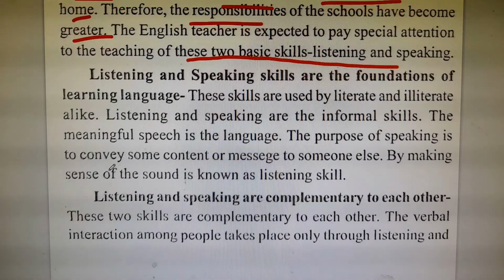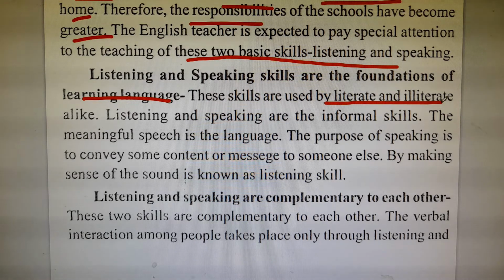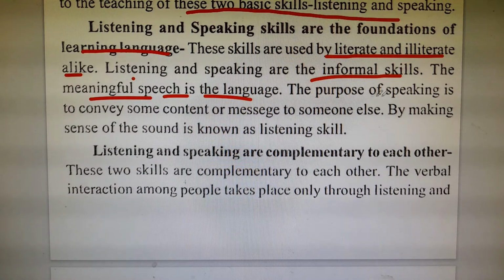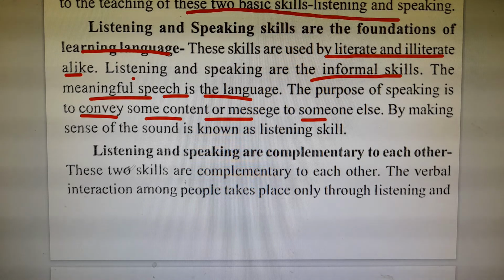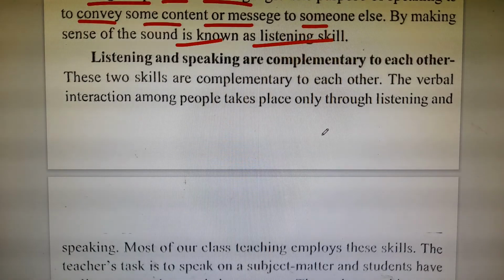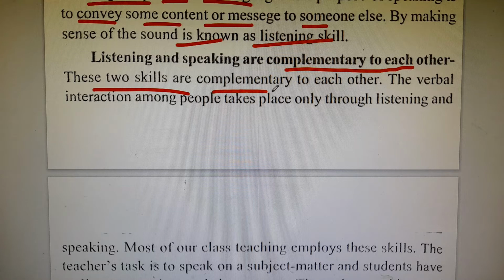Listening and speaking skills are foundations of learning language. These skills are used by literate and illiterate alike. Listening and speaking are the informal skills. The meaningful speech is the language. The purpose of speaking is to convey some content or message to someone else. Making sense of the sound is known as listening skill. Listening and speaking are complementary to each other.